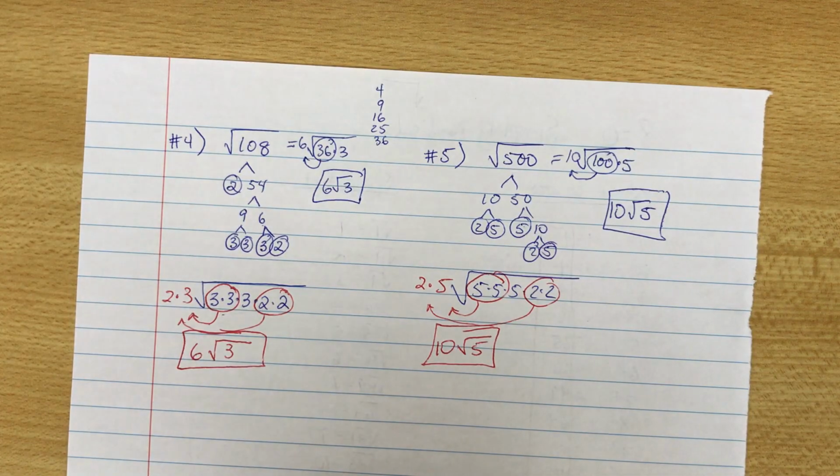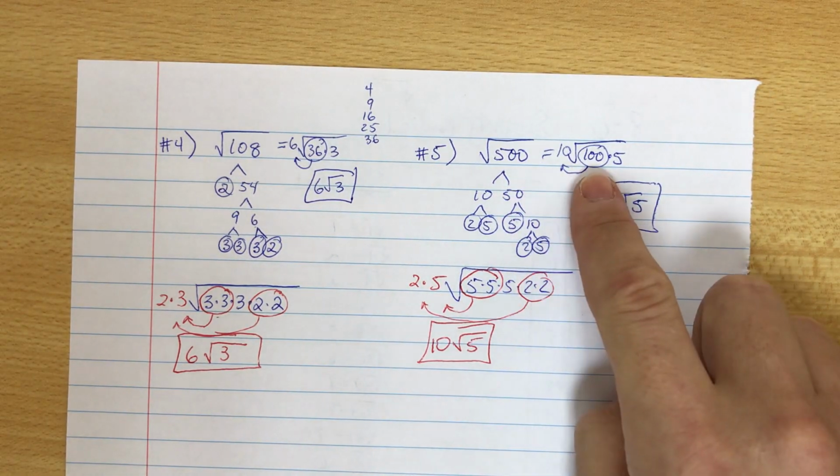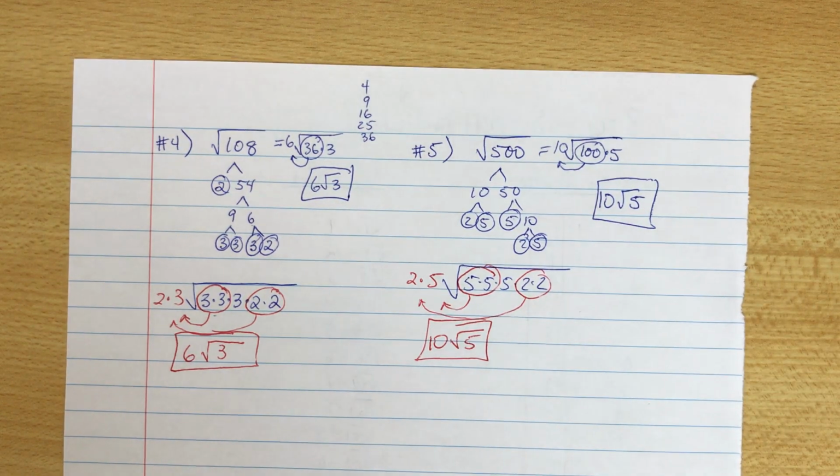Okay, so it's your choice when you're doing this, but I think it's always easier if you can think of a perfect square factor, then that's what you want to do. And that is the end of the notes.